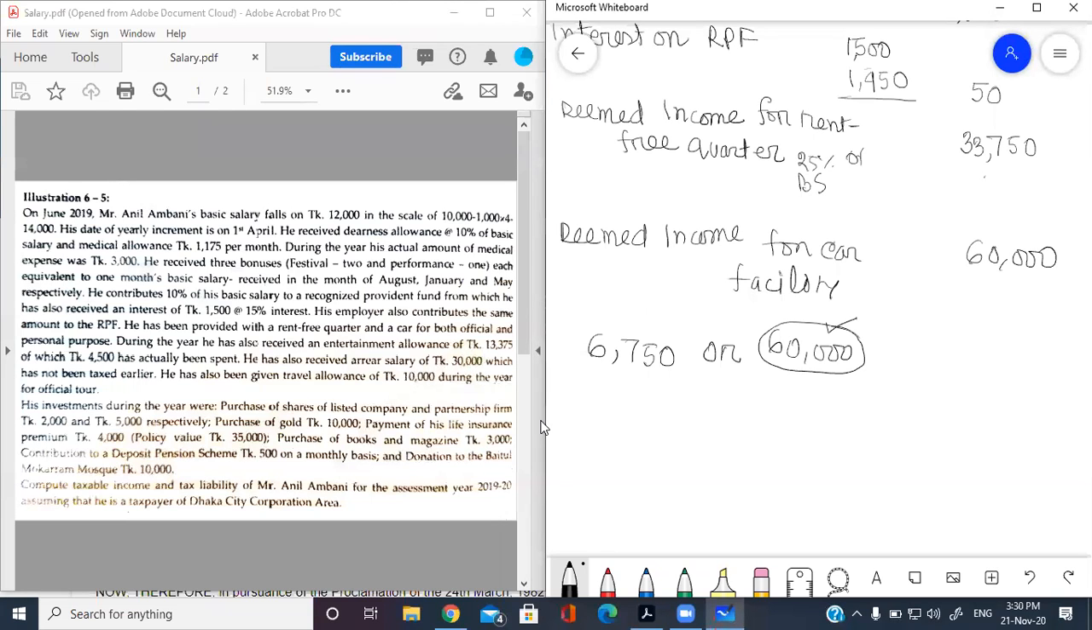Okay. Entertainment allowance. What is the rule for entertainment allowance? Fully taxable, if it is given in cash. Total of how much?